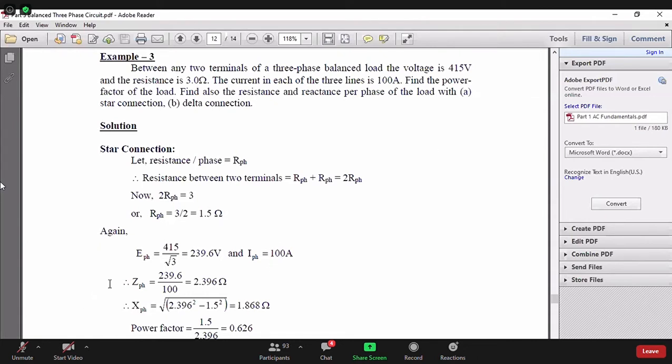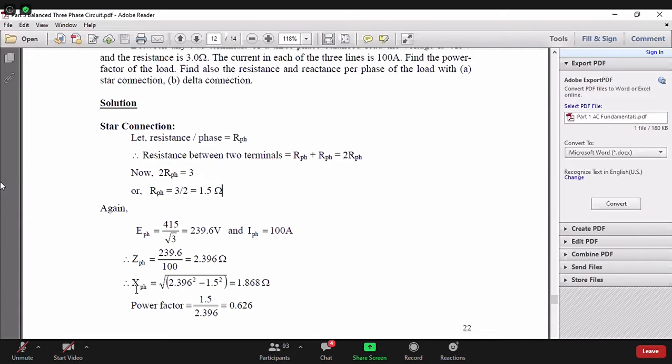So phase impedance is equal to phase voltage by phase current. So you get 2.396. Then resistance is 1.5. So you can calculate X, root over Z square minus R square. So you get the X. But you don't know whether it is inductance or capacitance because power factor is not stated as lagging or leading. So we leave it like that. But what is power factor? R by Z. So it is 0.626. You don't know lag and lead because it is not stated.